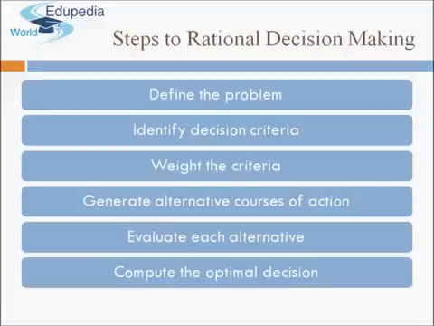The steps to rational decision making are, first of all, defining the problem, identifying decision criteria, weighting the criteria, generating alternative courses of action, evaluating each alternative, and computing the optimal decision. So, starting from the first step, which is defining the problem. See, when there is a problem in front of you, you need to define what the problem is actually all about. For example, let's say you are thinking of choosing a particular college for yourself to do an MBA, so the problem in front of you is choosing the college. So you will define the problem: I have to choose a college for MBA, so that will be the problem.